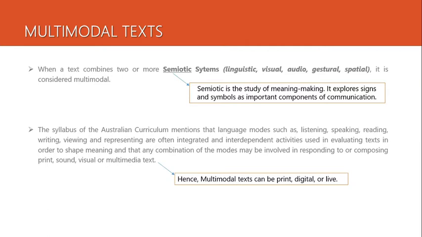According to the syllabus of the Australian curriculum, language modes such as listening, speaking, reading, writing, viewing, and representing are often integrated and interdependent activities used in evaluating text in order to shape meaning, and any combination of the modes may be involved in responding to or composing print, sound, visual, or multimedia text. Therefore, multimodal texts are also printed, digital, and or being created live.